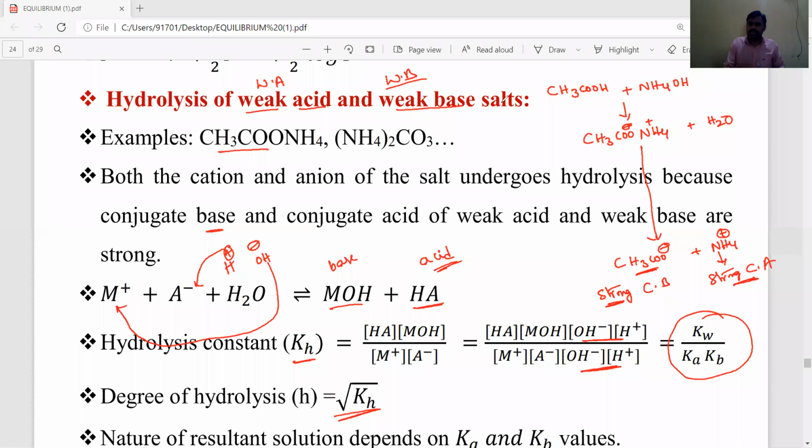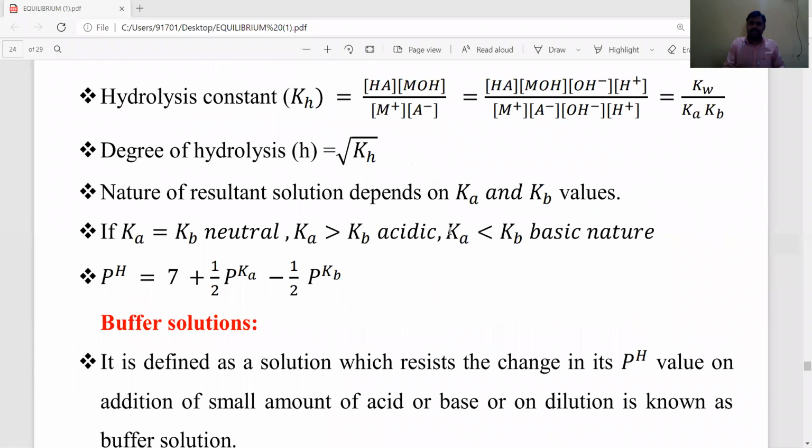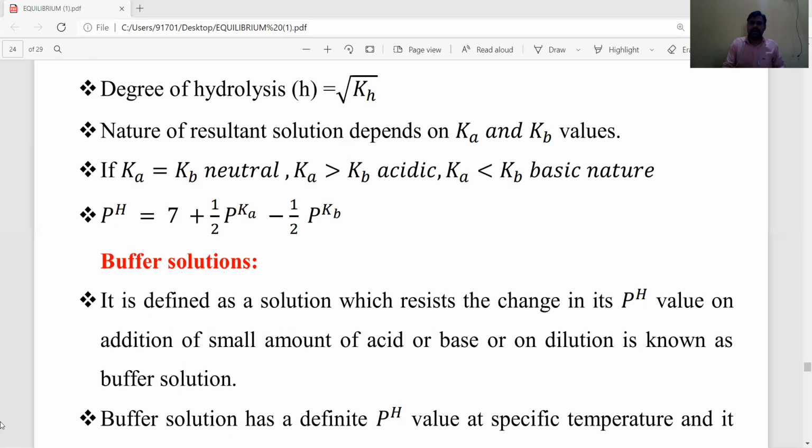And pH also depends on Ka and Kb values. The nature of the resultant solution depends on the Ka and Kb values. If Ka is equal to Kb, then the resultant solution is neutral in nature. If neutral, the pH is equal to 7, because both are equal. pKa and pKb equal means the difference becomes 0, then pH is equal to 7.